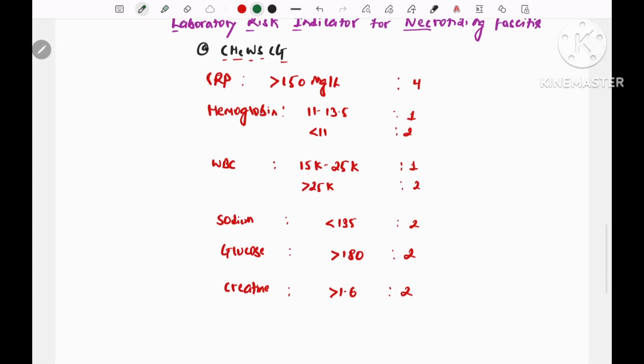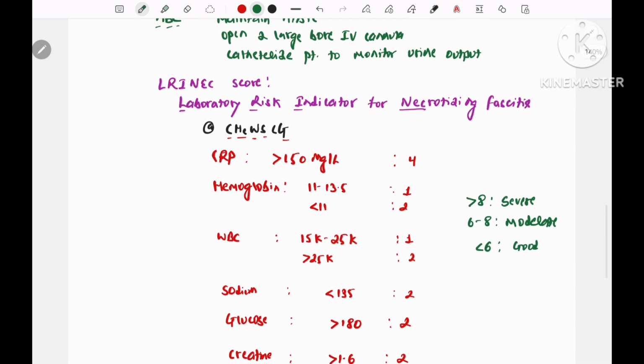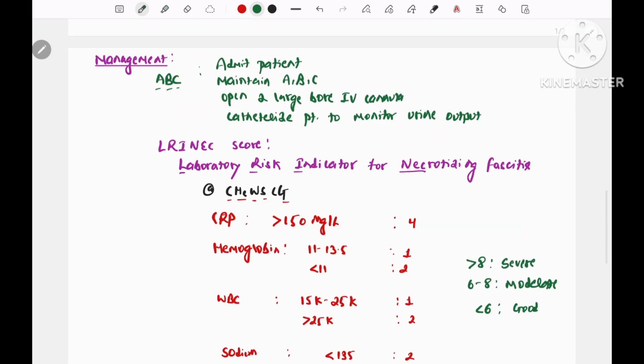If the total score is more than 8, then it has a very bad prognosis. If the total score is more than 8, it is very severe, and if the score is 6 to 8, then it is moderate, and if the score is less than 6, then it is good. So based on this, we estimate the risk of necrotizing fasciitis.